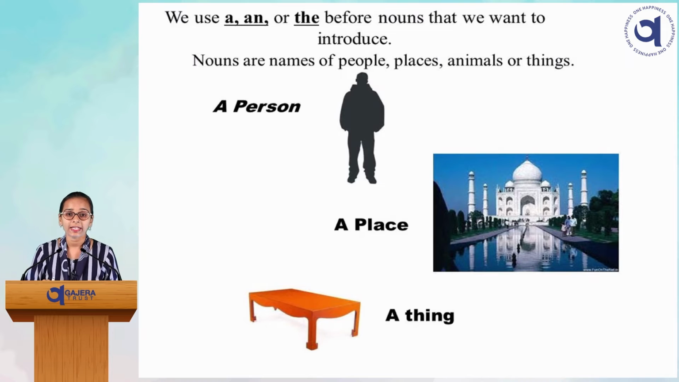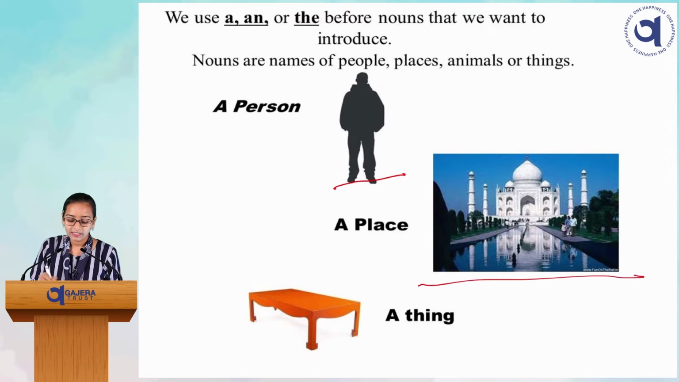We use A, An or The before the nouns that we want to introduce. Now what are nouns? Nouns are the names of people, places, animals or things. Here you can see the pictures of a person, a place and a thing. Before that we use an article.